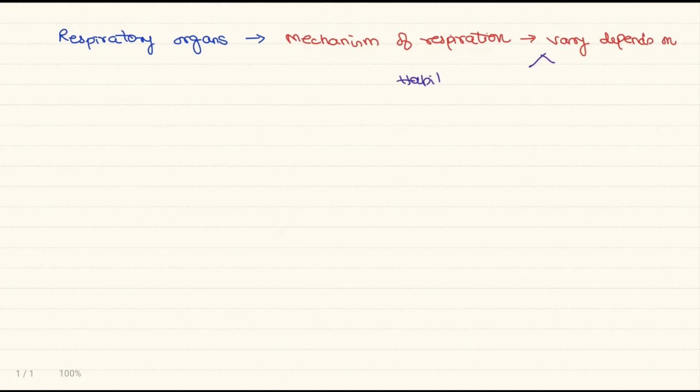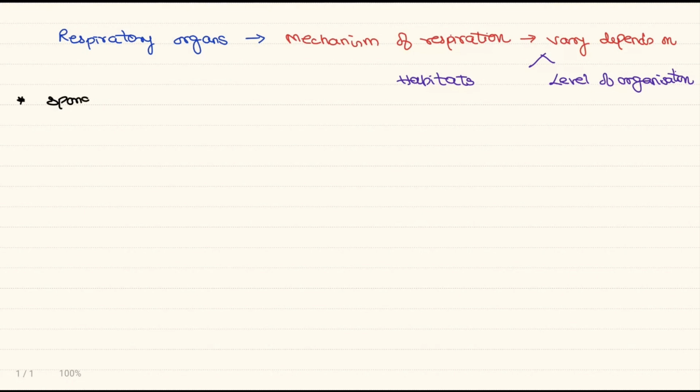And these are the habitat of the animal, that is where it is present, maybe in the parasitic form, free living, in the water, or on land or in burrows. The second one is the complexity of the body, called the level of organization. So whether a single cell or many cells or a group of cells called tissue, organ, system, they are responsible for the respiration process.